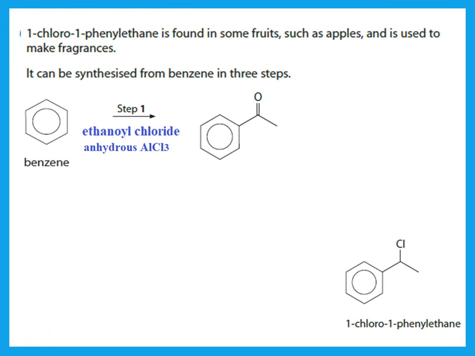I want to change that to the chloro form. So what can I do? I can reduce the keto to an alcohol. So I put lithium aluminum hydride in presence of ether, and then we change the OH to a chlorine. So this is reaction with phosphorus pentachloride, PCl5. This will exchange the OH with a Cl.